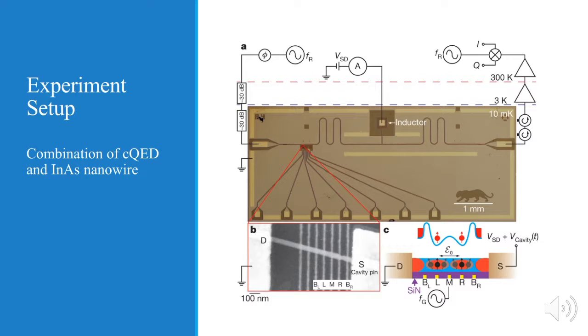Such electric field is generated through the photons in the CQED architecture. Here, if we look at the part C, we can see this epsilon naught, which is just the electric field in a CQED architecture.